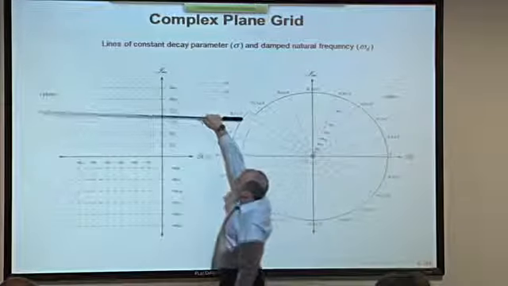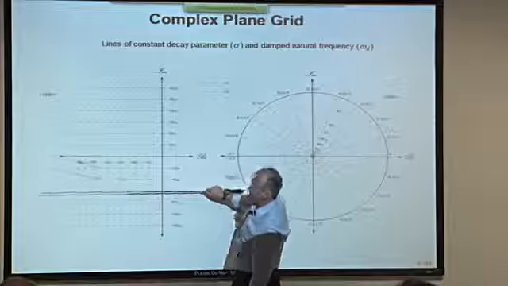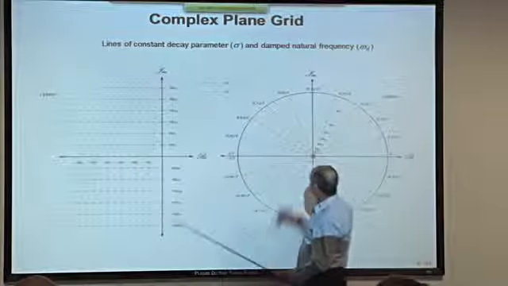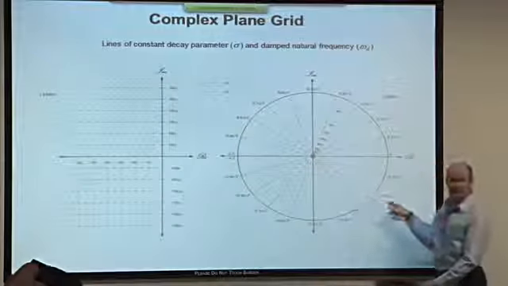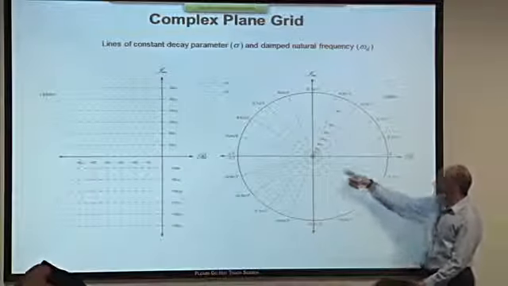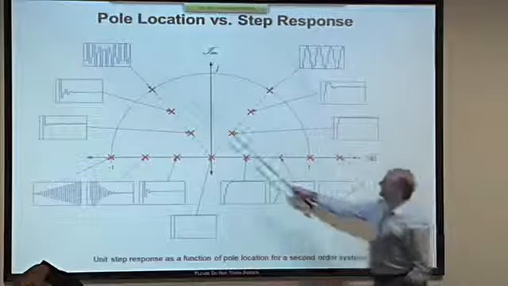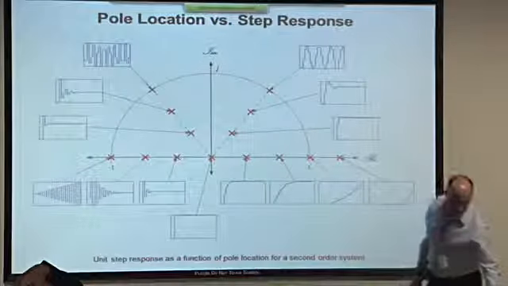Lines of constant damped natural frequency, that's the physical frequency of oscillation which appears in the step response. Well, these turn out to be radial lines in the Z-plane. Each of these corresponds to a fixed frequency, and you can see that in this graph the frequency gets higher as we go around the unit circle.